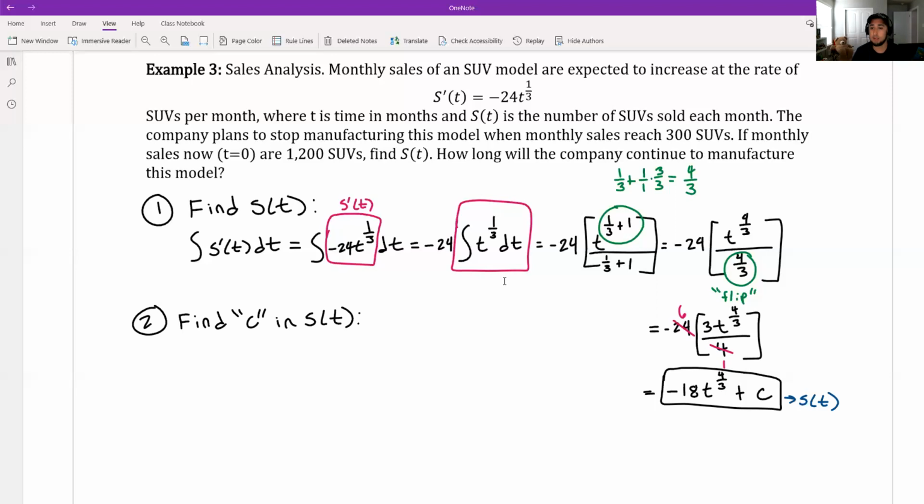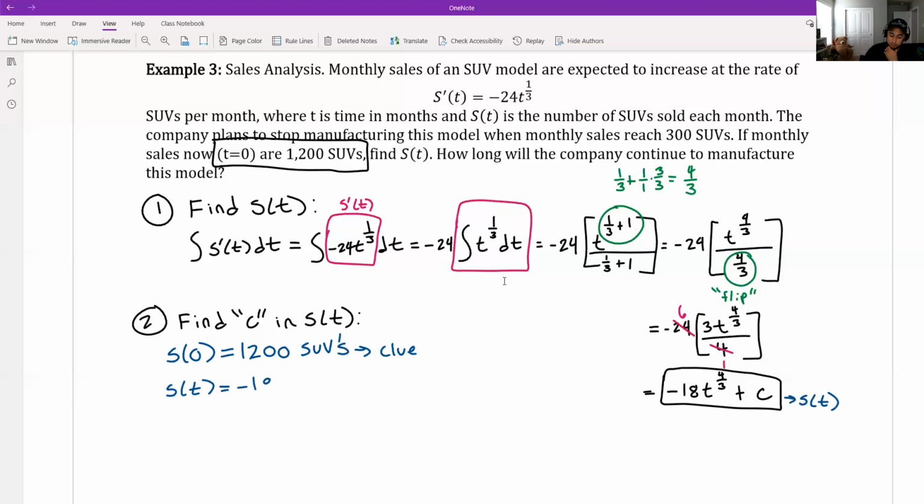And that clue is right towards the end of the problem. When t is 0, there are 1,200 SUVs. That means that down below, my clue given is at S of 0, you have 1,200 SUVs. This is our clue. So this means bring back S of t. And S of t is negative 18t to the 4/3 plus c.